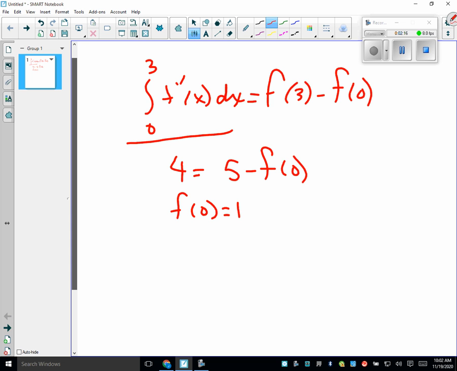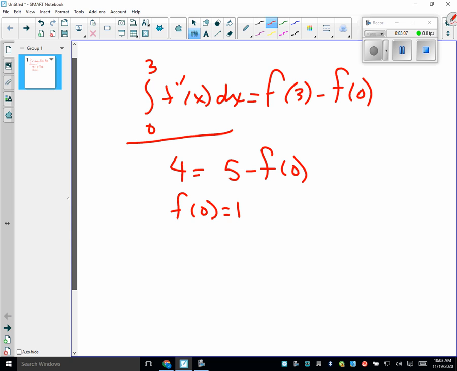Okay, so F of 3 is 5. So 4 equals 5 minus F of 0. All that's saying is that in the interval 0 to 3, the integral of F prime of x equals 4. The area is positive, the integral can be negative, right? So then our answer tells us that at F of 0, the area is 1? No. F of 0, the value of the function, is 1. When x was 0 in my original function, y was 1. That's what it told me.